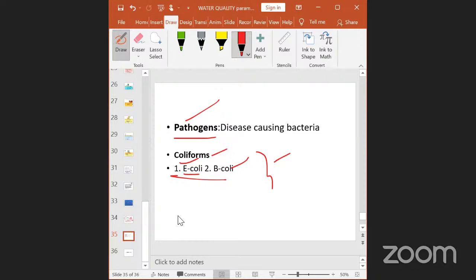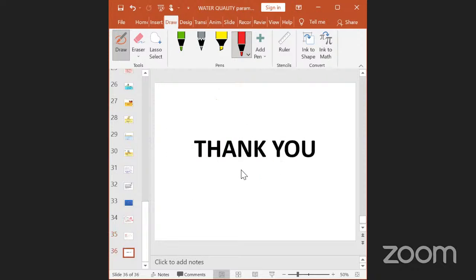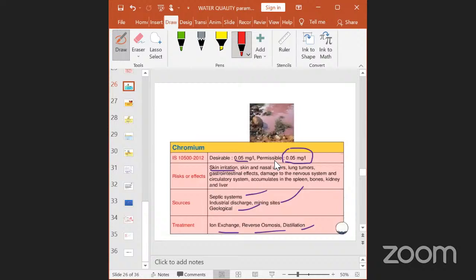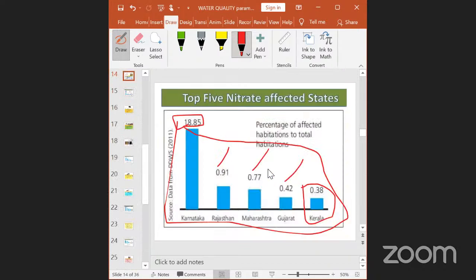Flora and fauna are also affected by the various developmental projects. So these are the water quality parameters, right?